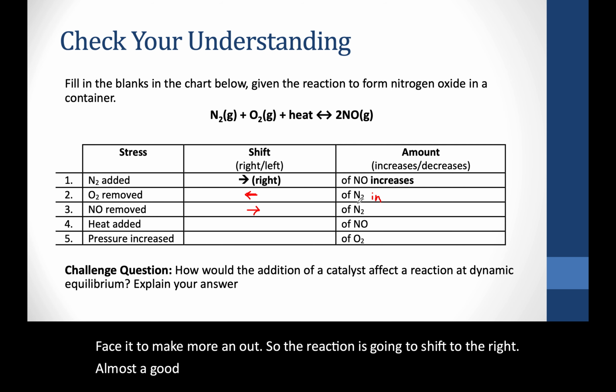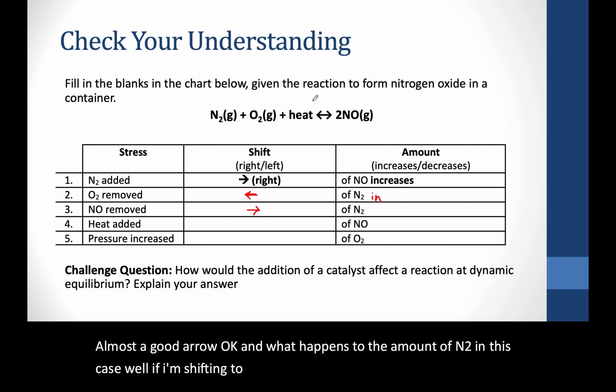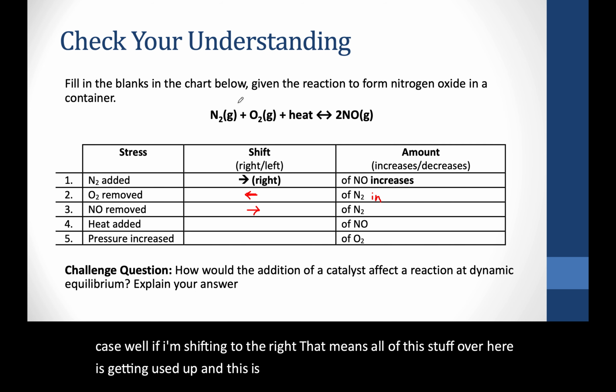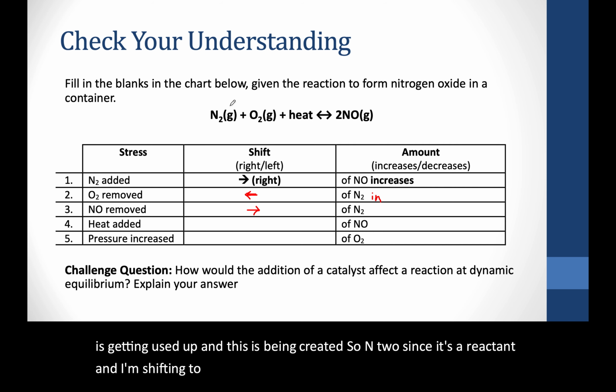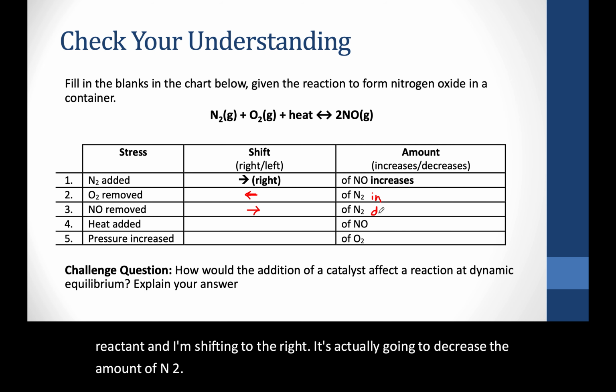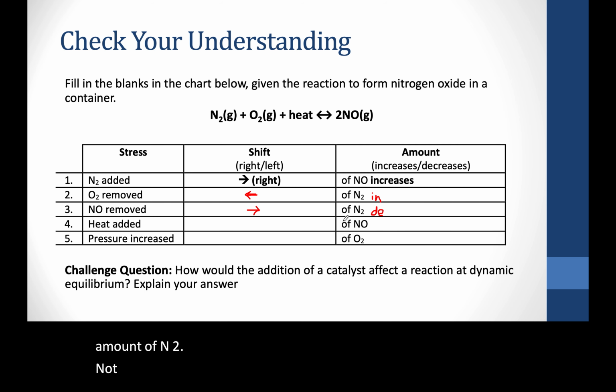Okay, and what happens to the amount of N2 in this case? Well, if I'm shifting to the right, that means all of this stuff over here is getting used up, and this is being created. So N2, since it's a reactant and I'm shifting to the right, it's actually going to decrease the amount of N2. I'm not going to write the whole word. Okay? All right, number 4.